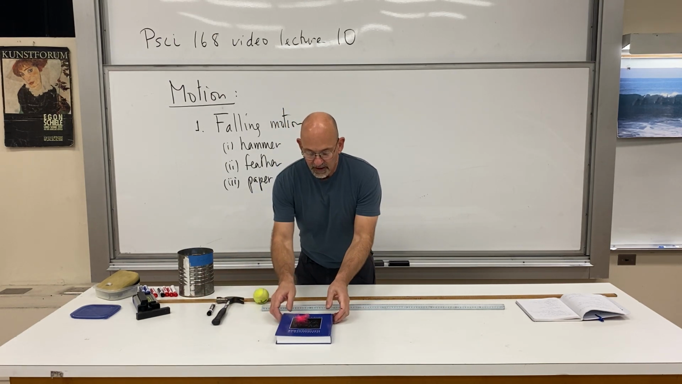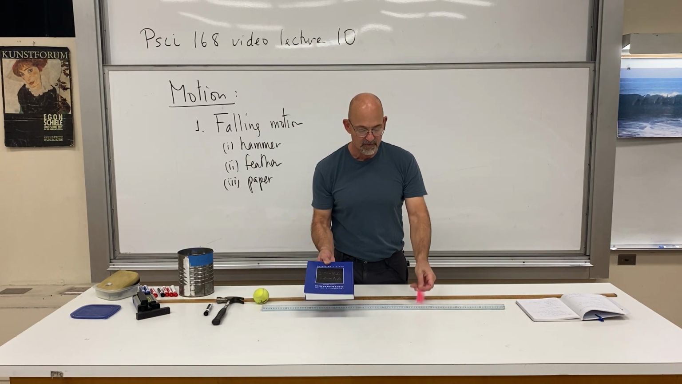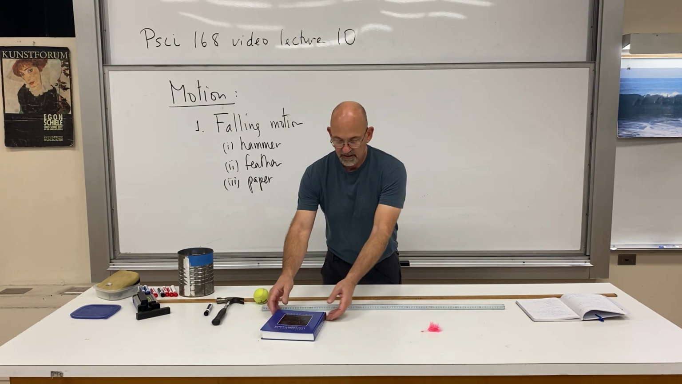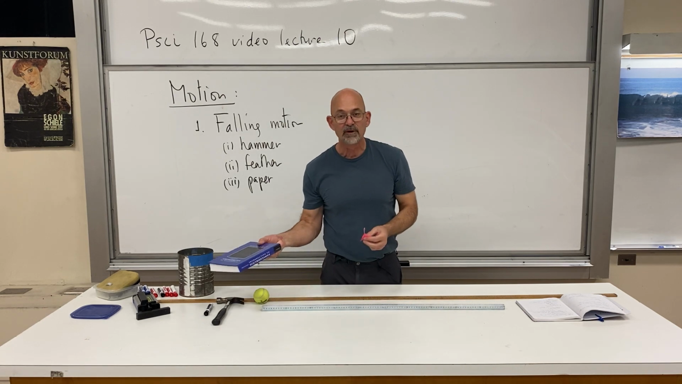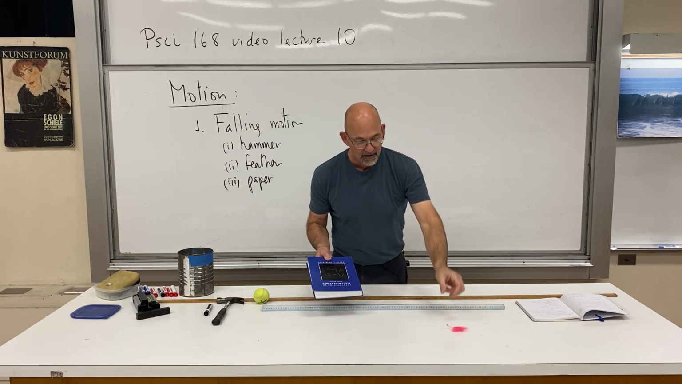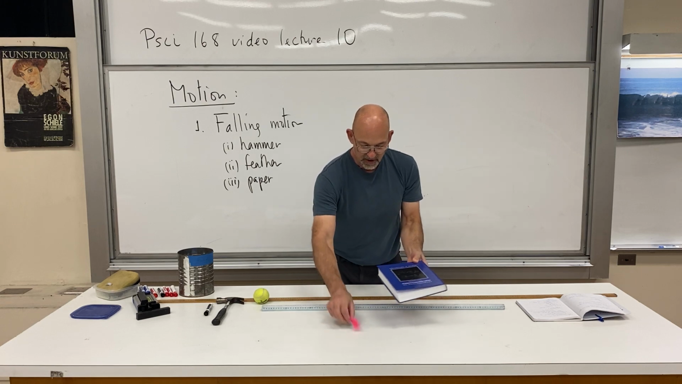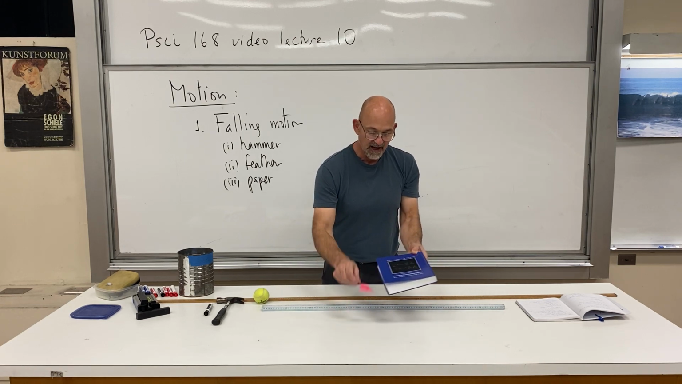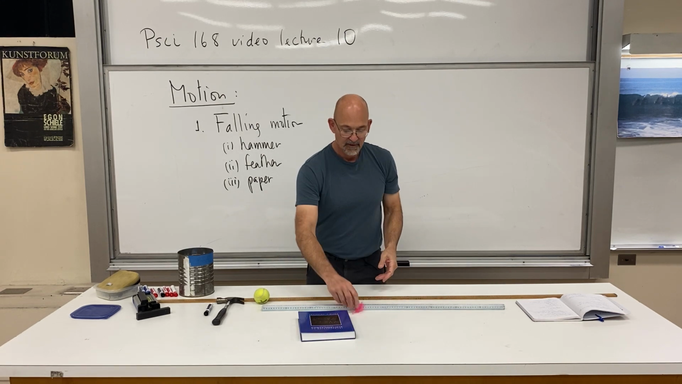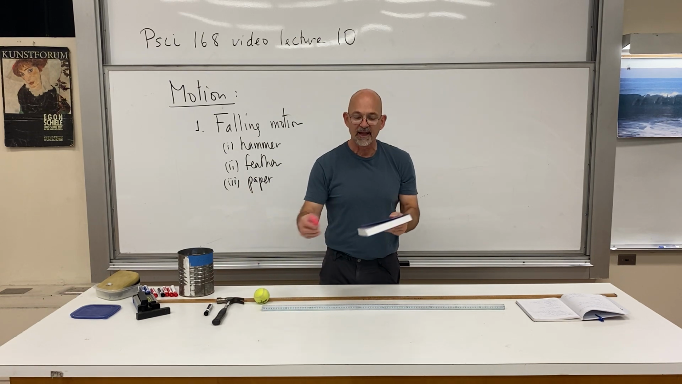However, there's an interesting thing here. I'm going to drop a book and a feather. The book just seems to fall pretty much like the hammer. The feather just floats down. Now, here's a demonstration we can do. If I put the feather on top of the book, and you're going to notice it's not sticking, and drop it, it fell directly with the book. This feather fell just like a hammer, like a rock, like a brick.